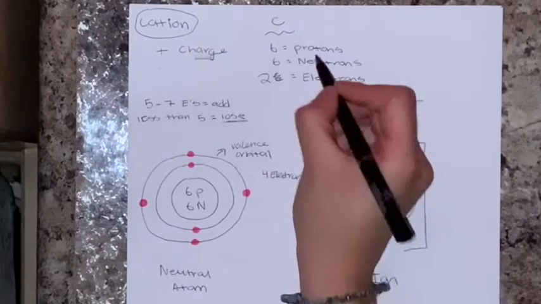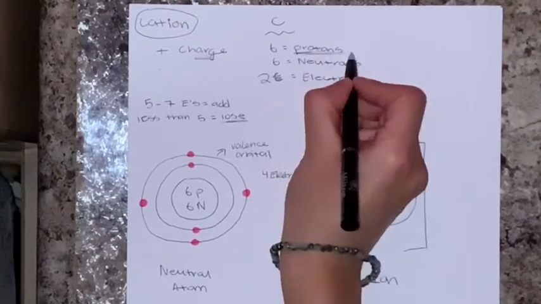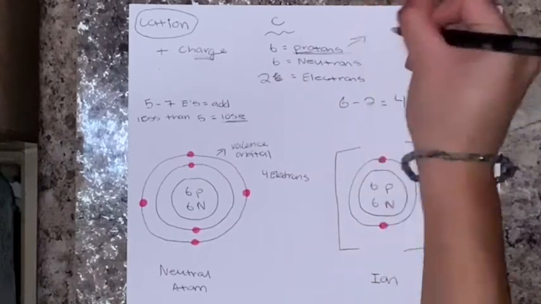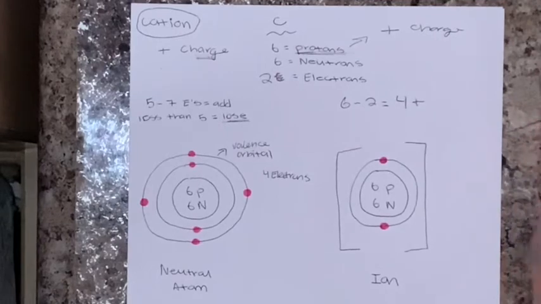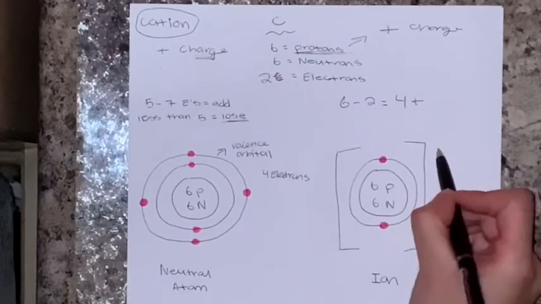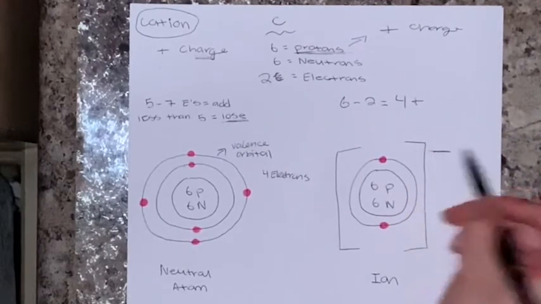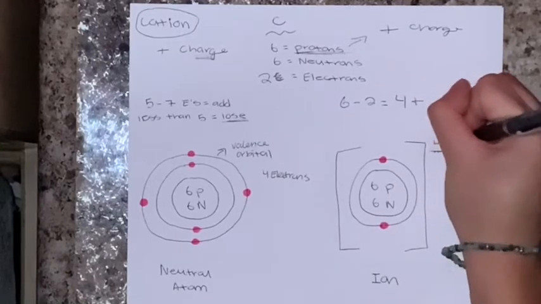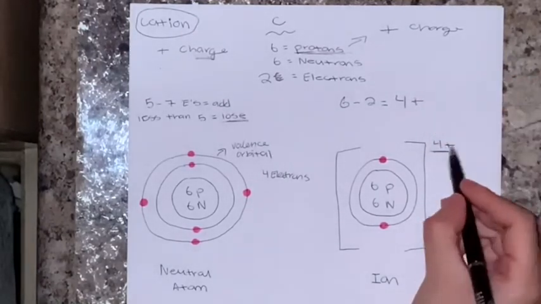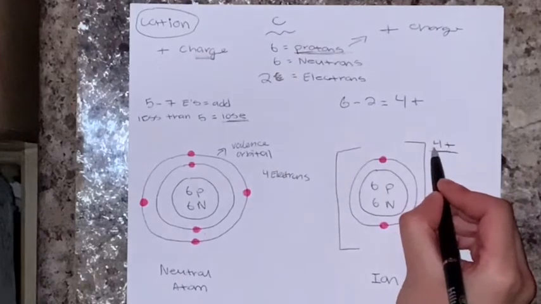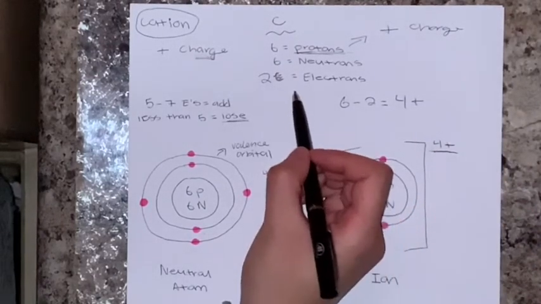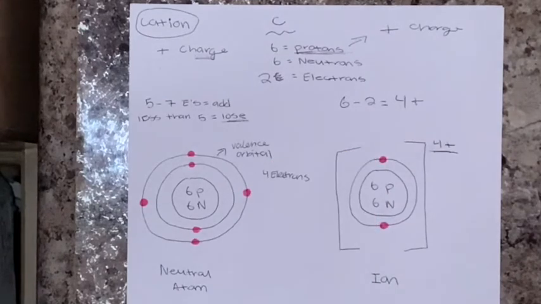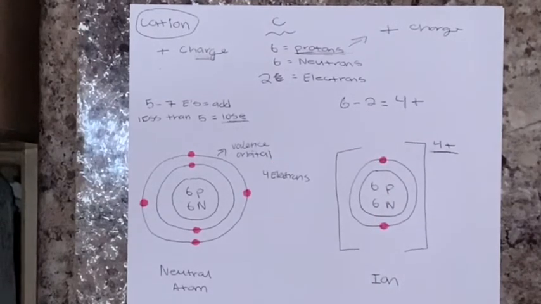It gets its charge because there's more protons now. There's 6 protons and there's 2 electrons, so there's more protons than electrons, which makes a positive charge. And so on the outside of the bracket, not inside, in the right corner, we're going to write the charge. So we're going to put 4 plus outside of the bracket, and this basically represents the positive charge. And so here we have carbon's ion, which is a cation.